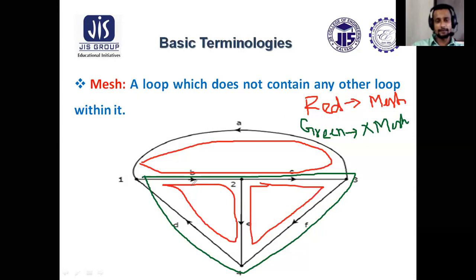Which implies, see, this one and this one. These two are two meshes. But this outer one is not a mesh, which implies a mesh should never contain any loop within it. See, this green one is a loop which contains two other loops within it. So if one loop contains any other loop within it, then it cannot be considered a mesh.